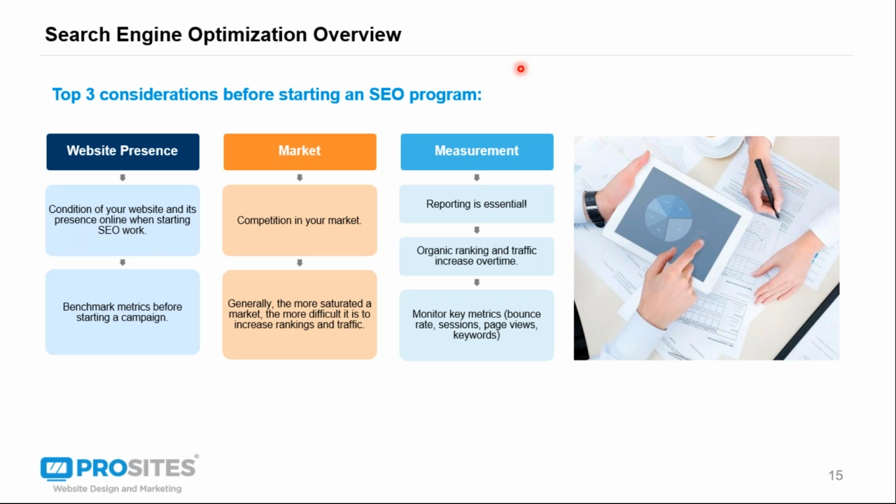Another thing you'll want to think about is an outside influence, which is the competition in your market. Generally, the more saturated the market is, the more difficult it is to increase rankings and traffic. And then also, you'll want to consider having measurement from beginning to end so that you understand where you started, how far you've gotten, and where you want to go. I'll go into some of the metrics you'll want to keep track of later, but as you're thinking about an SEO program, these are top considerations you should have in the back of your mind as you're speaking to providers.